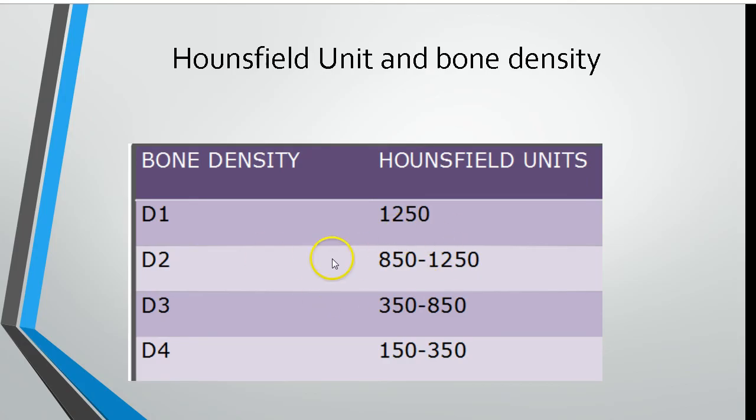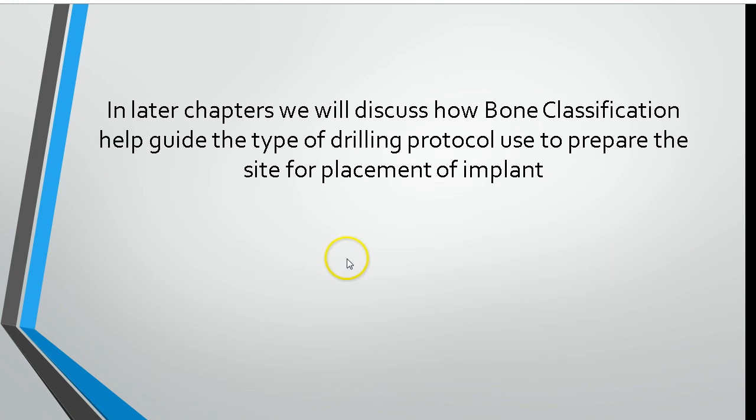All right, so back to our Hounsfield unit and bone density. In a later chapter we will discuss how this bone classification helps guide the type of drilling protocol we're going to use. Just to give you an example, if bone is really hard, you want to make sure you get good lavage, because cutting through dense cortical bone will create a lot of heat. As we go forward, we'll talk about how heat affects osseointegration and bone healing.